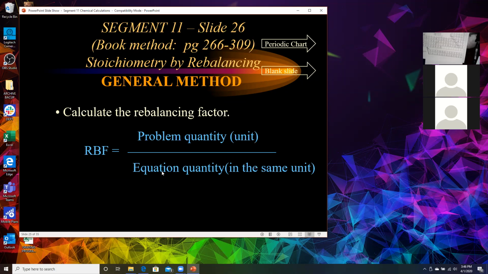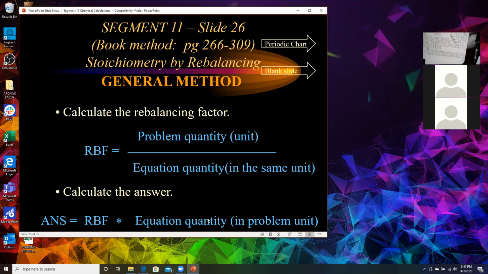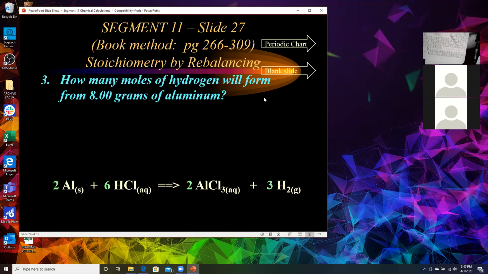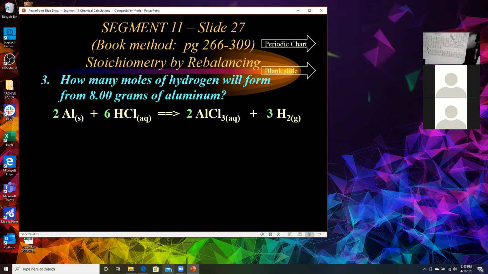You know, the equation has whole number coefficients. That represents moles. But if this quantity up here was grams, I would want this to be in grams, not moles. And we would then rewrite the problem to make that work. Okay, so you calculate the answer by just taking the rebalancing factor and multiplying by the equation quantity of the substance being asked for in the problem in the unit that was given in the problem. Now, we'll work some examples, and that'll make a little more sense.